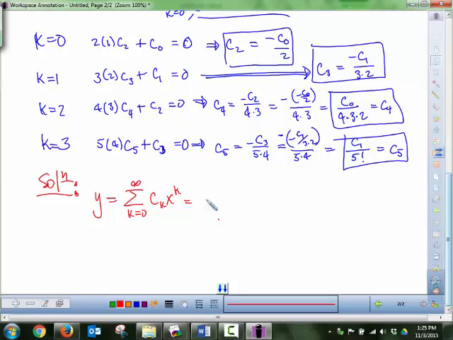So this is actually c sub 0 plus c sub 1 times x plus c sub 2 times x squared plus c sub 3 times x cubed. I think we can go up to c sub 5 here. C sub 4, x to the 4th, c sub 5, x to the 5th.